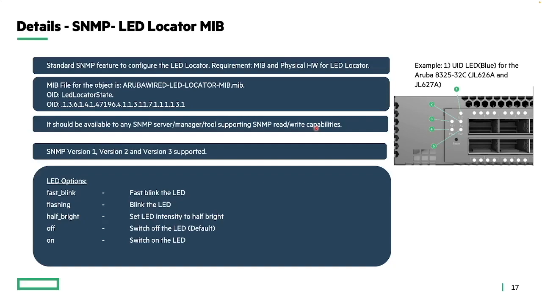LED options which we can set are as below on the screen: fast blink, flashing, half bright, off, on. These are all the ones which we can use to set, and it will blink according to those SNMP set values. Fast blink or just blink, or it will reduce the intensity to half, switch off the light, which is the default state, and switch on the LED. Use this to get that done through SNMP set.